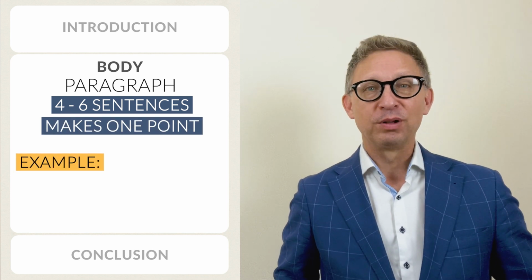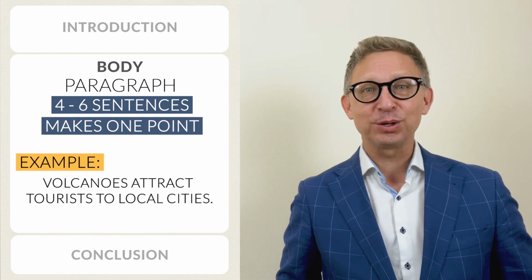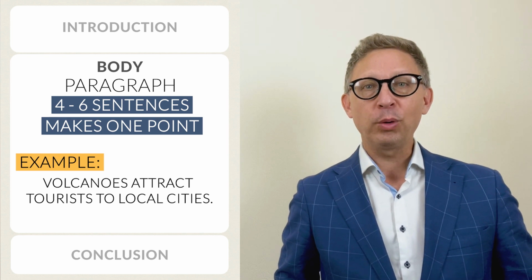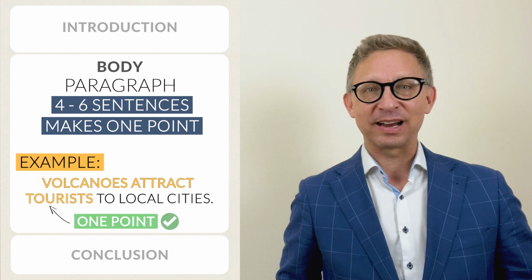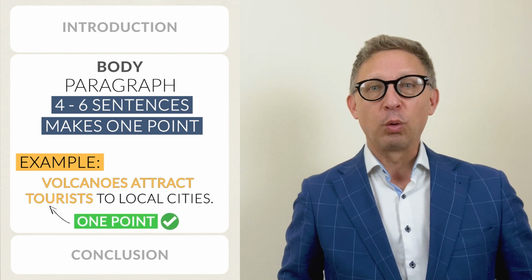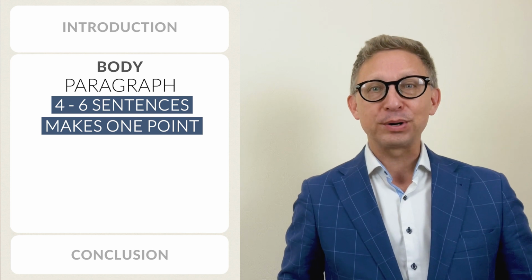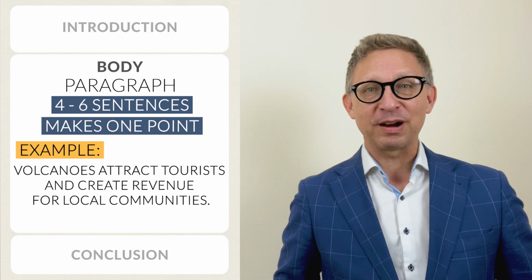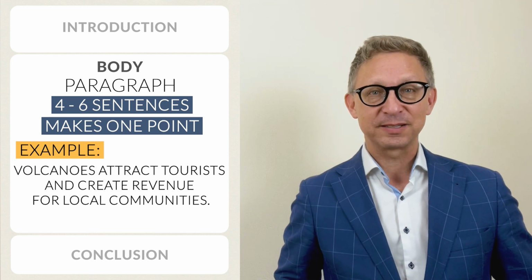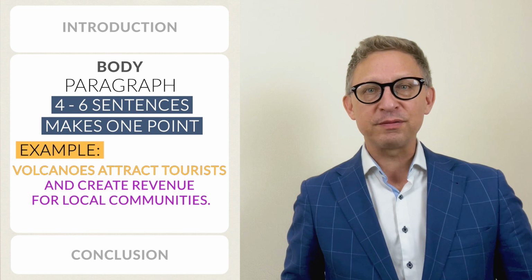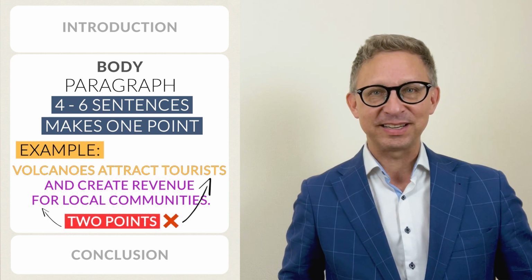For example, volcanoes attract tourists to local cities. Here, the point is volcanoes attract tourists. It is ill-advised to make more than one main point per paragraph. For example, the first sentence of this paragraph makes 2 points. Volcanoes attract tourists and create revenue for local communities.